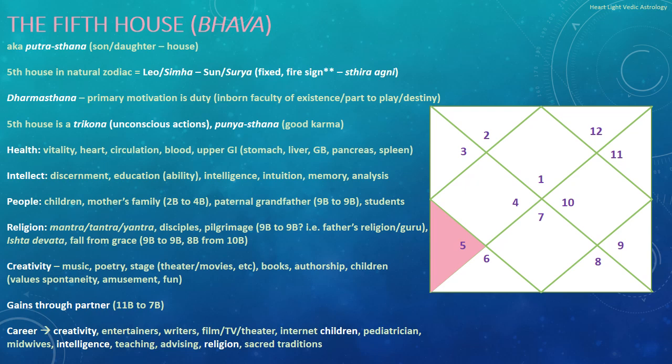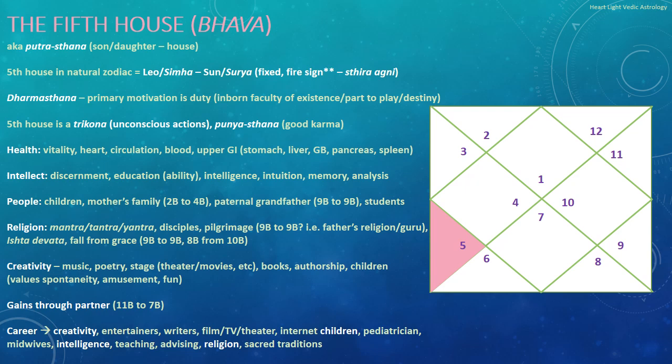The fifth house is also a trikona. Sometimes you'll hear people say kona, but it's a trikona. And trikonas indicate unconscious actions. If we refer back to the first house, it is both a trikona and a kendra. A kendra is a house that has conscious actions, and a trikona house is unconscious actions. So especially the first house is very important because that's where the conscious and unconscious actions meet.